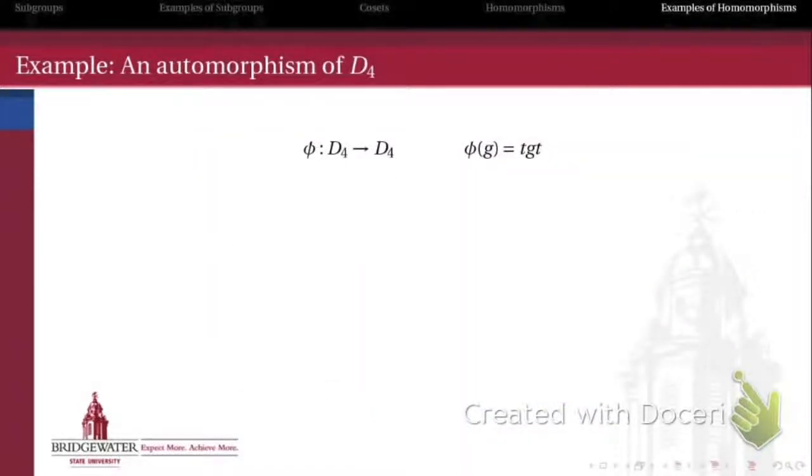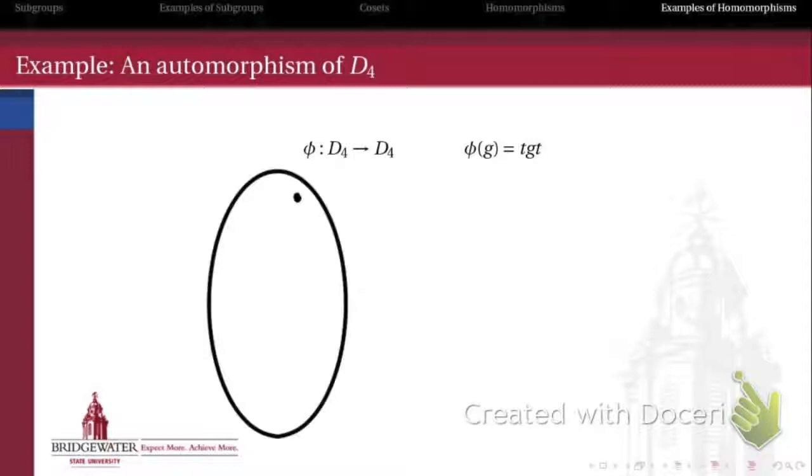Now let's look at an automorphism of the dihedral group of a square, D4. We're going to define it by taking every element of G and multiplying it both on the left and the right by the transposition T. Remember, that was the horizontal reflection of the square in the group D4.